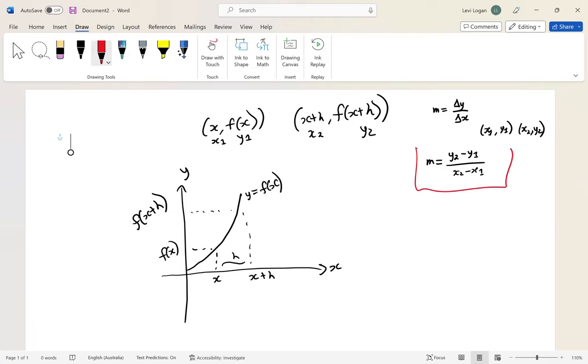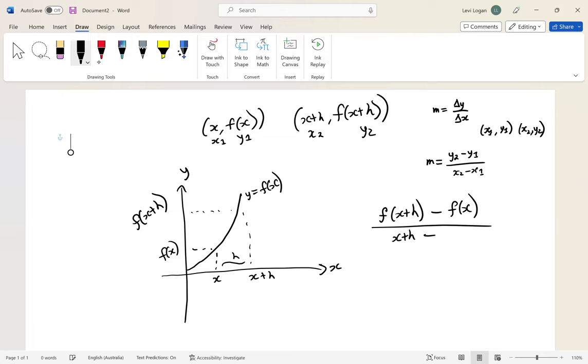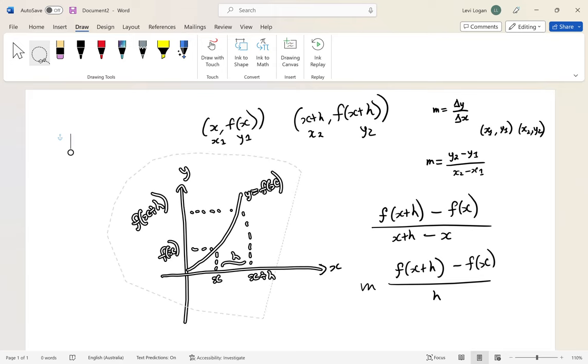We know that gradient is this, so why don't we just plug these 2 points into that formula? So y2 would be f of x plus h, minus y1, which is f of x, divided by x2, which is x plus h, minus x1, which is x. So our gradient, simplifying that, is f of x plus h minus f of x, over h. So that's the gradient of this arbitrary diagram we have here.